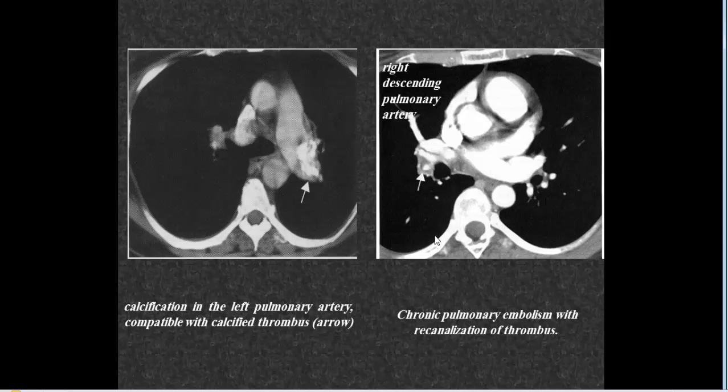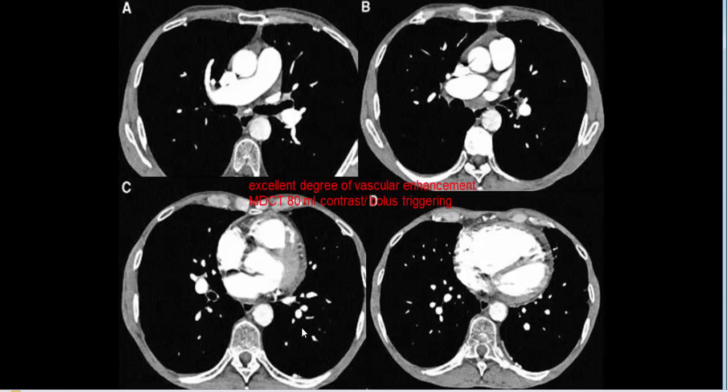Chronic pulmonary embolism with recanalization of thrombus. We see areas of low attenuation. This is a pulmonary embolus in the right descending pulmonary artery. Here we see contrast. This is the start of recanalization, compatible with chronic pulmonary embolism.